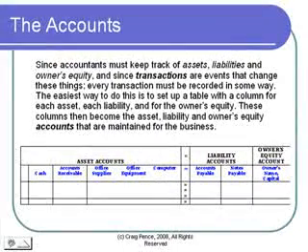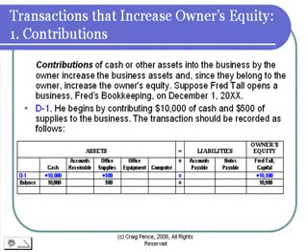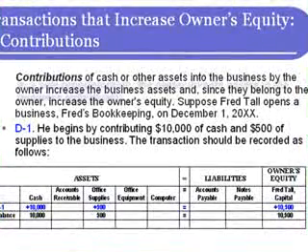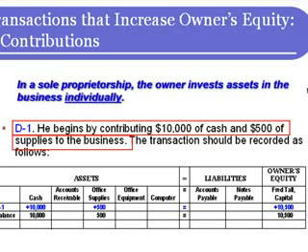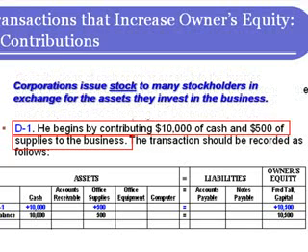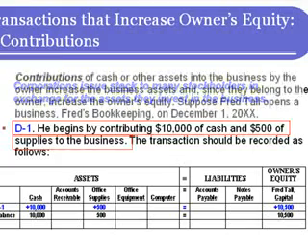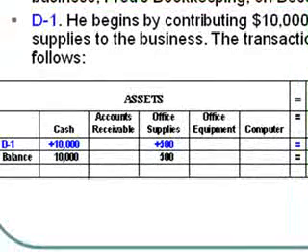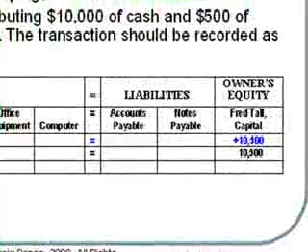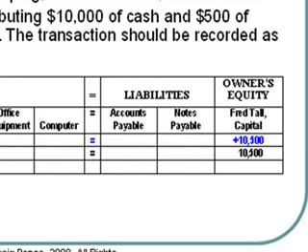Let's begin recording business transactions using this form. Here we have the first business transaction that's given in the module example. Our owner begins the business by contributing assets to it. The owner contributes $10,000 of cash to the business along with $500 of supplies. To record this, we'll need to increase assets and specifically increase the cash account by $10,000 and the office supplies account by $500, and then since the owner has contributed these assets, we'll need to increase the owner's equity by $10,500.